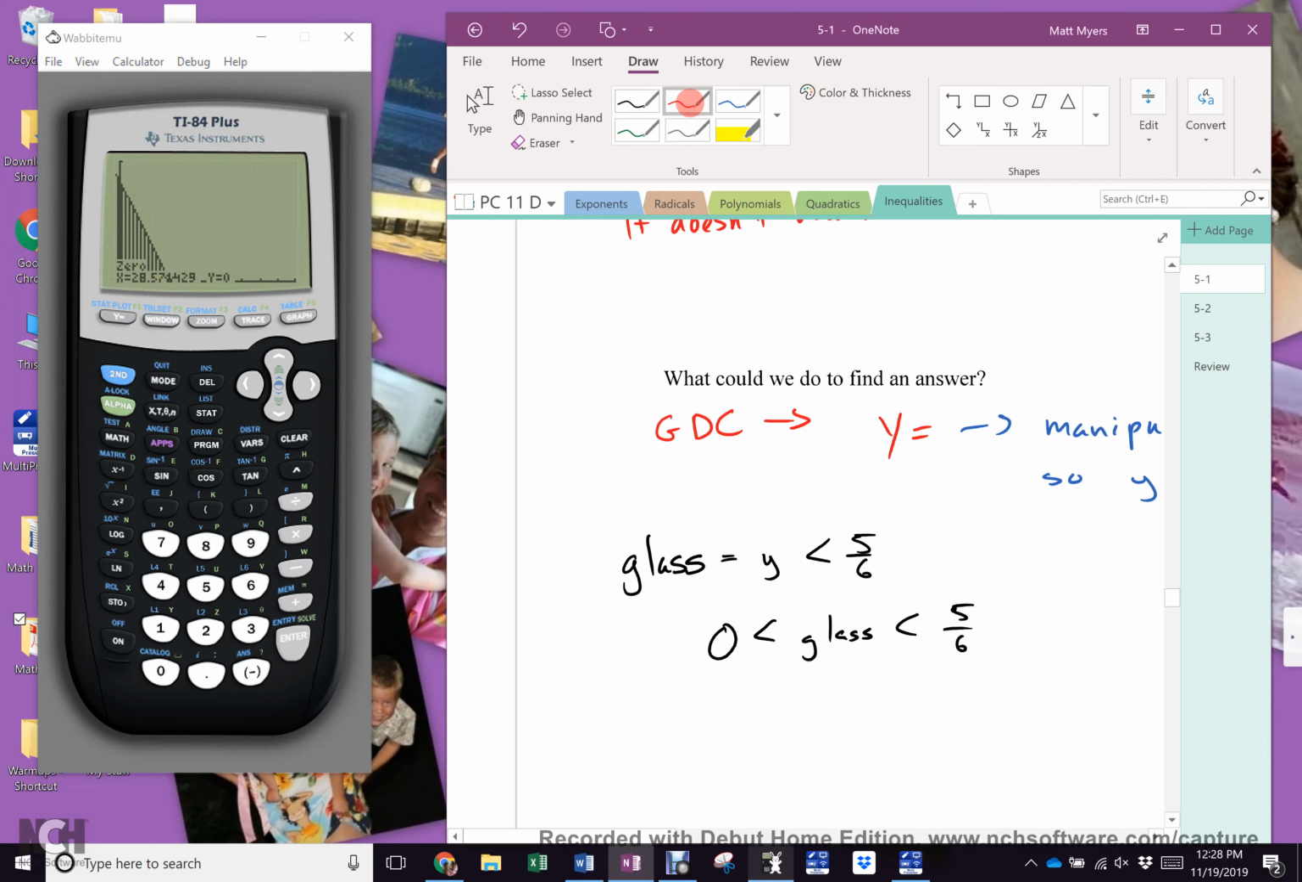0 less than aluminum, less than 28.57. Everybody cool? So now what does that tell us? Any amount of glass between 0 and 5/6 of a meter and any amount of aluminum between 0 and 28.57 will work. Everybody cool? And that's how you use these for real life problems.